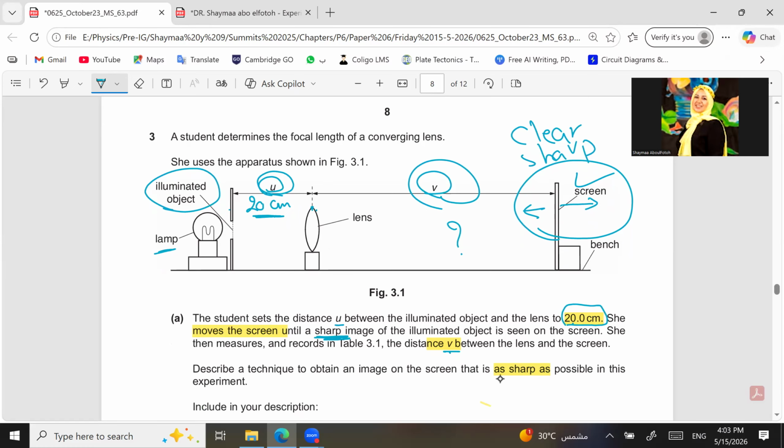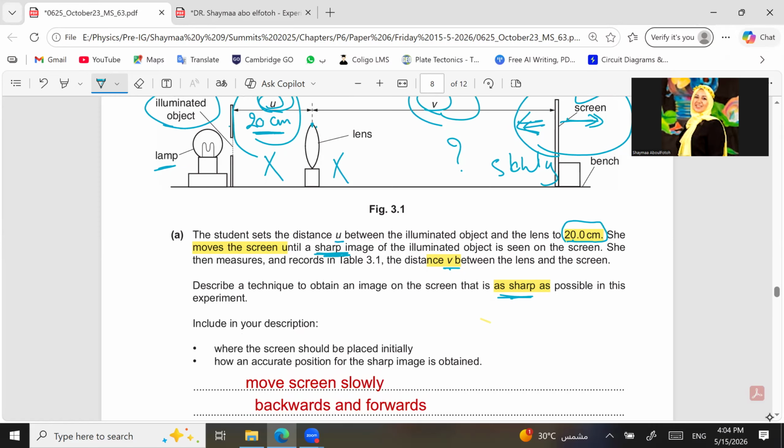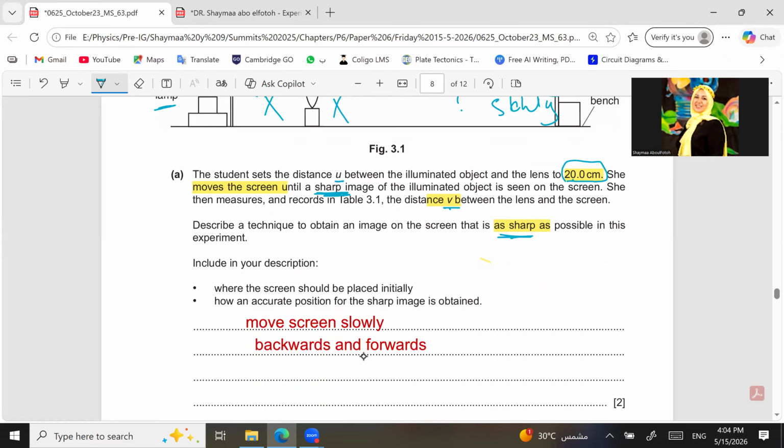Now, this is the technique related to how I can get a sharp and clear image: by moving the screen back and forth. Move the screen back and forth slowly. Don't say the lens, because we have a fixed distance. He didn't change the distance U. He will just move the screen to obtain a clear image. So I will move the screen slowly back and forth until obtaining a clear and sharp image.